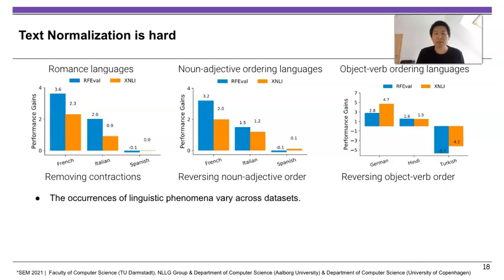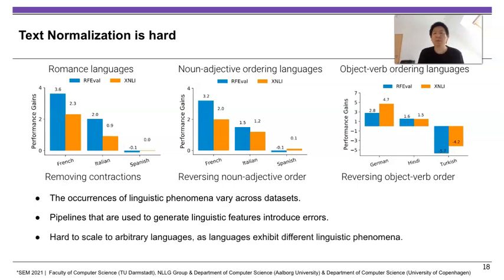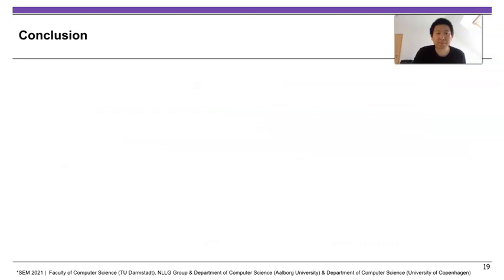We think the potential reasons for the shortcomings are the following. First, the occurrences of linguistic phenomena may vary across languages. For example, one dataset in Romance languages may include very few occurrences of contractions, for which the impact of removing contractions would be very small. The second is that the pipelines used to generate linguistic features may induce errors. And the next point is that we think text normalization is interesting, but it's a little difficult to scale to arbitrary languages because languages may have different linguistic phenomena.